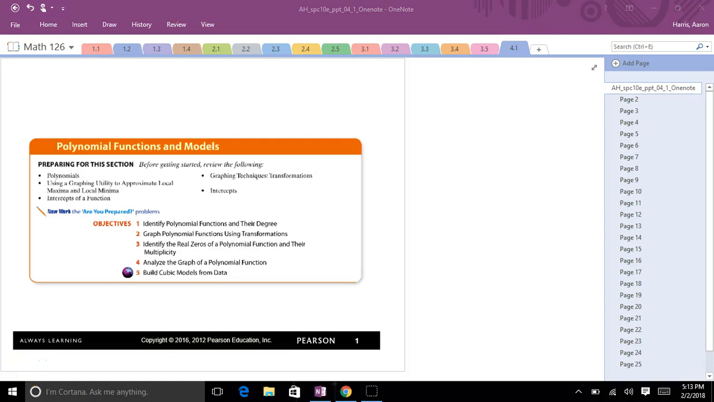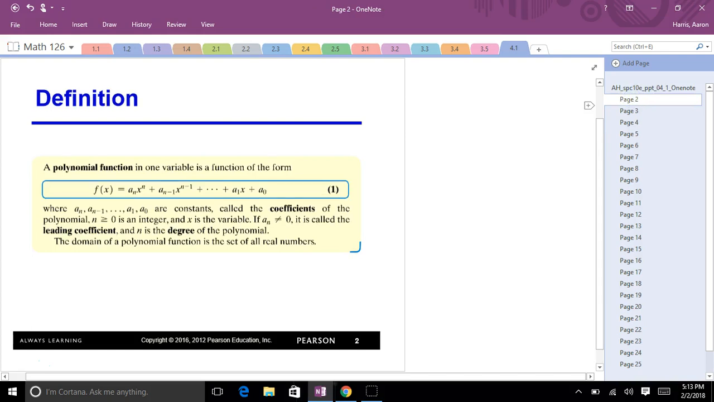Welcome back to your favorite pre-calculus class. This is section 4.1, polynomial functions and models. We're going to identify polynomial functions, graph them, identify zeros, talk about those zeros, analyze graphs based on end behavior. So let's start off here talking about a polynomial function.